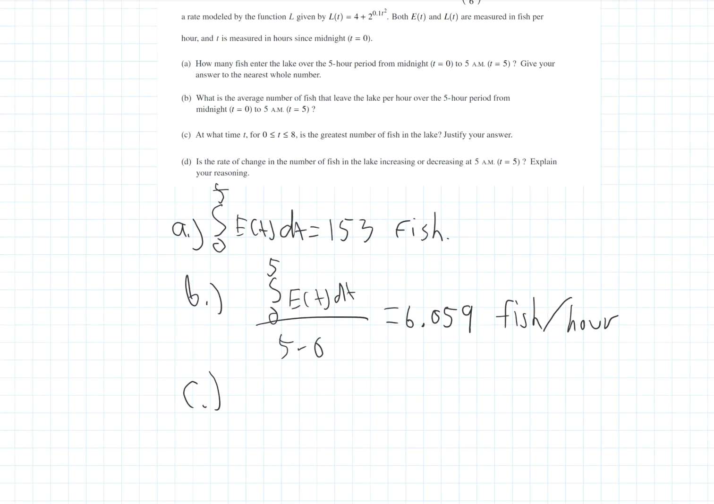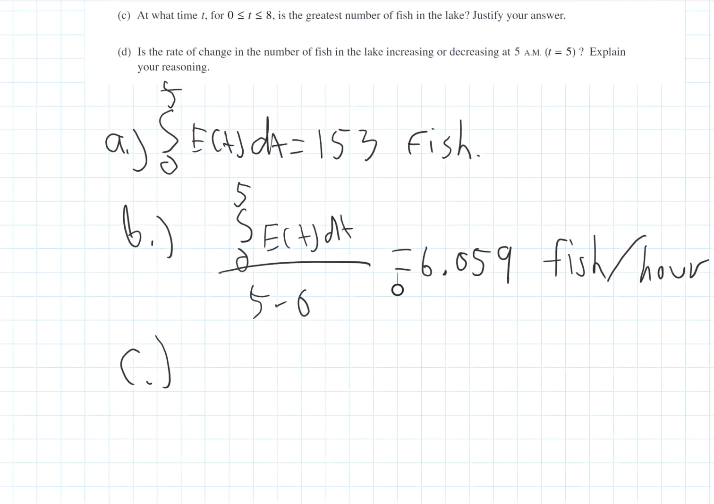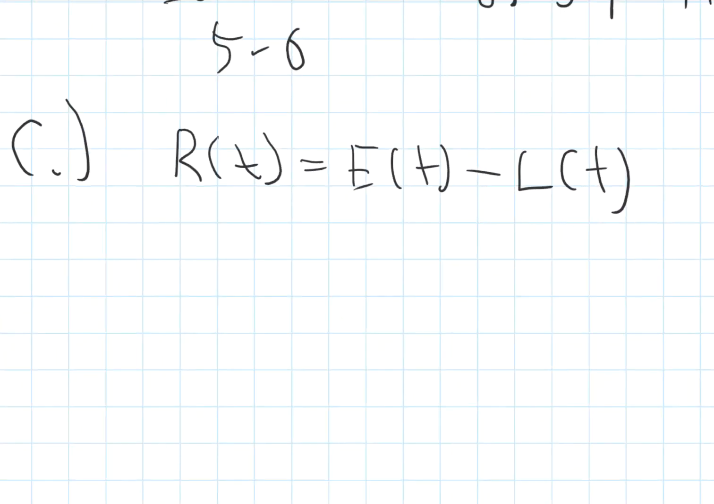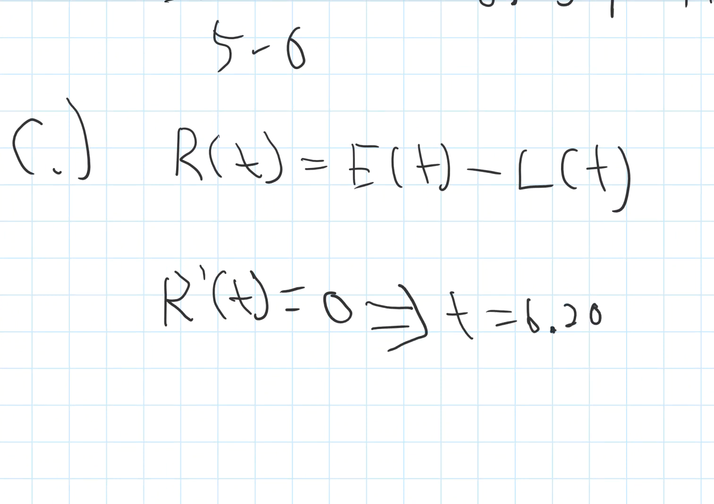C is slightly more complicated, still fairly simple. We're just trying to figure out the time where there's the greatest number of fish in the lake. So the total rate of fish entering is modeled by E of t minus L of t. We're looking for a critical point here, so we're going to find where R of t equals 0, which is when t equals 6.204.